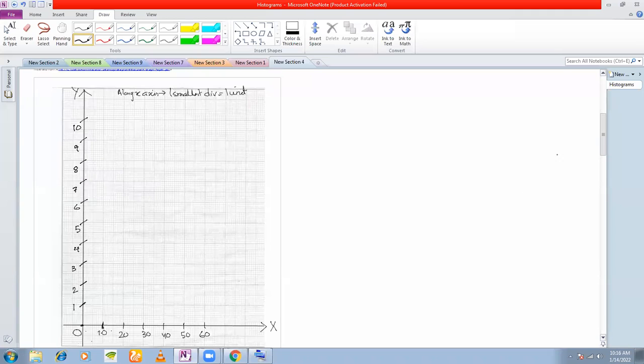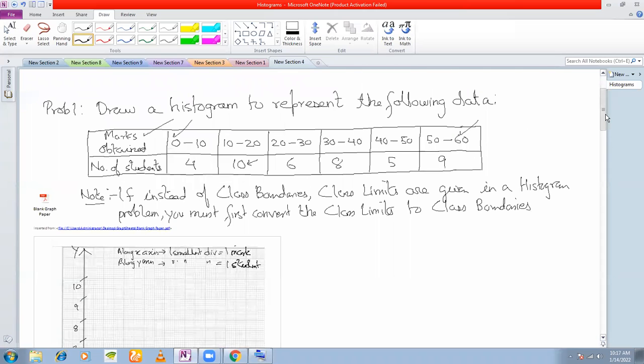And you write your scale now. Along the y-axis, one smallest division is equal to one student. Let me write one mark here instead of unit as along the x-axis, because class boundaries are nothing but marks. So one mark is equal to one student. Is the scale part clear, or any question on the scale part? No, sir, no question. Now we proceed to draw our histogram.